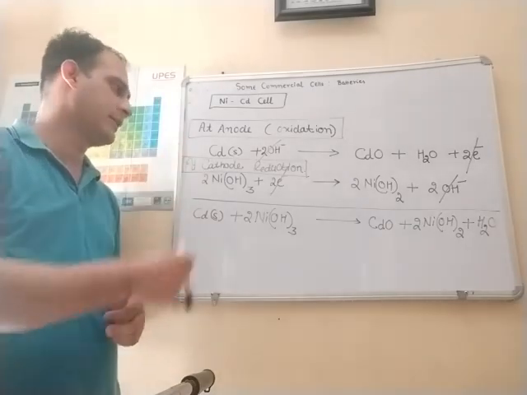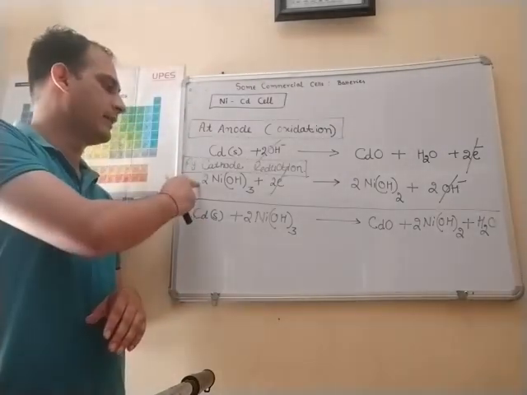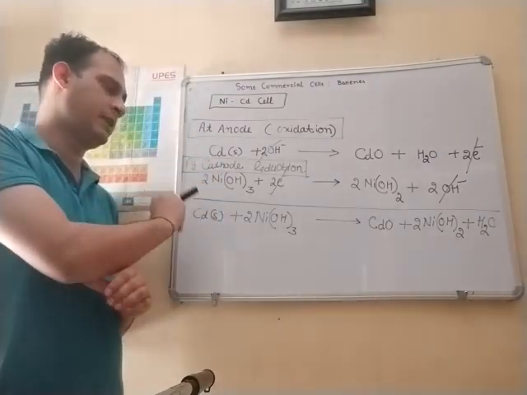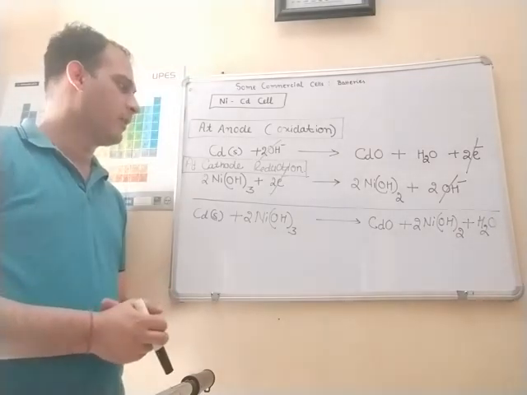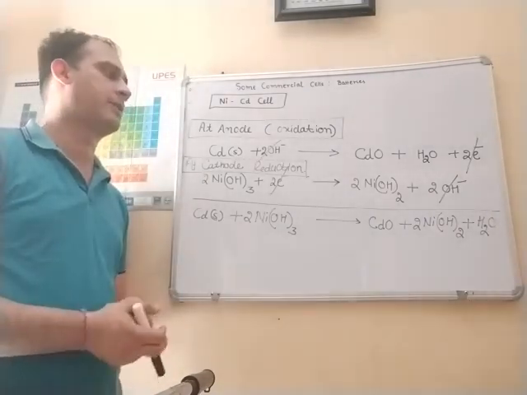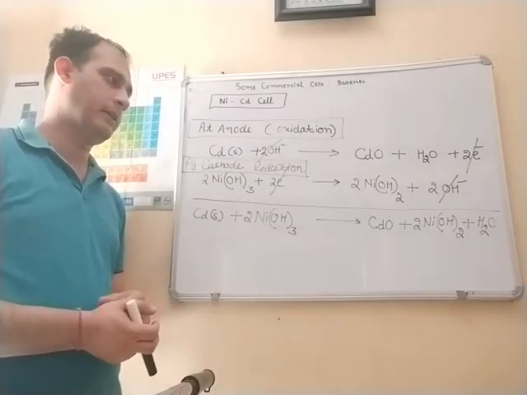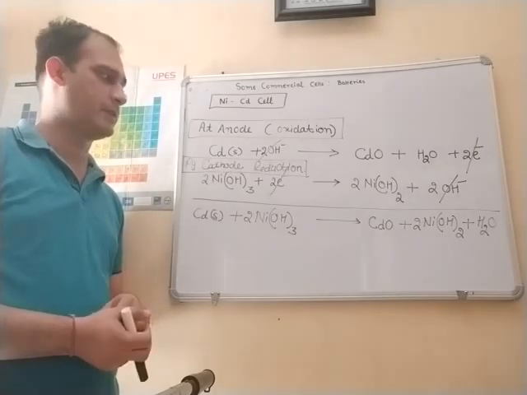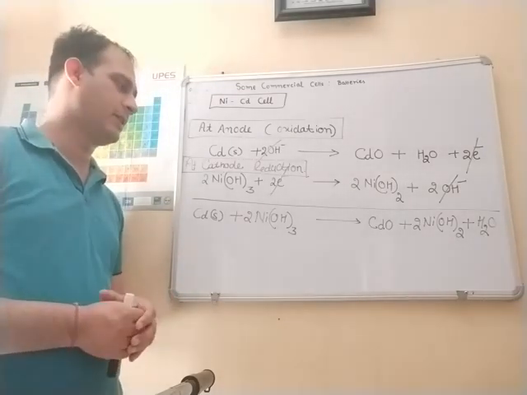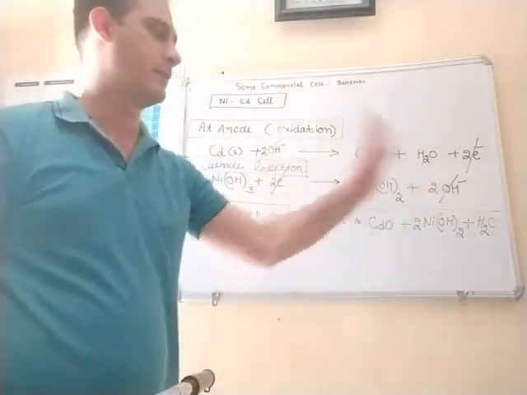And at cathode, reduction will take place. Reduction is what? Gaining of electrons. Nickel hydroxide, here nickel is present in +3 oxidation state. It is gaining how many electrons? One nickel is gaining 1 electron and 2 nickel atoms are gaining 2 electrons. So it is forming 2 Ni(OH)2. There is change in oxidation state of nickel from +3 to +2, and it is gaining 2 electrons, along with formation of 2 hydroxyl ions.